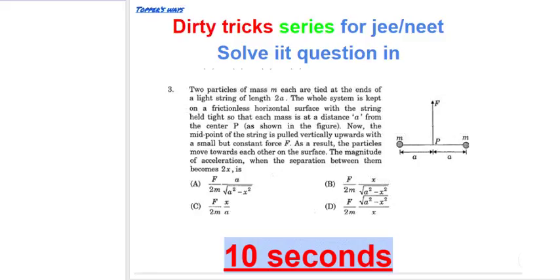As the name suggests, Dirty Tricks, I'm going to do the same thing. This is a very popular question asked in the 2007 IIT JEE paper. The question asks for the acceleration of the particle m towards the point P at any separation x. This is the basic question and we have four options here. I'm going to do this question in 10 seconds. Yes, you heard right, in 10 seconds. So let's find out the way in which I'm going to do it.